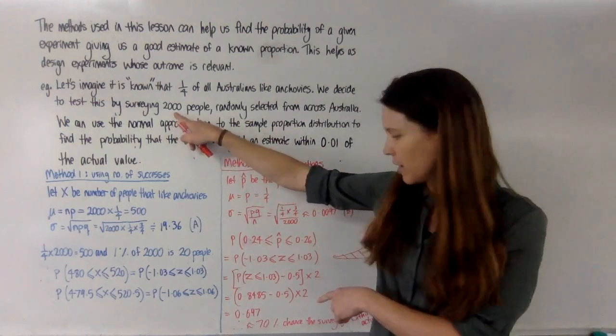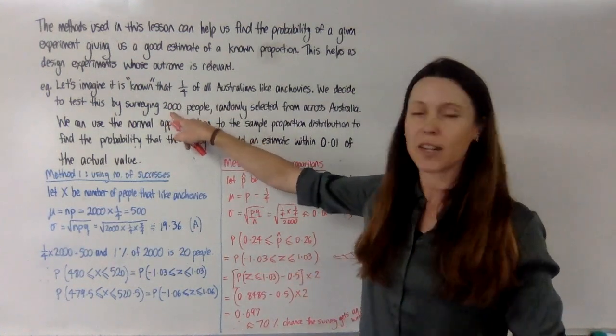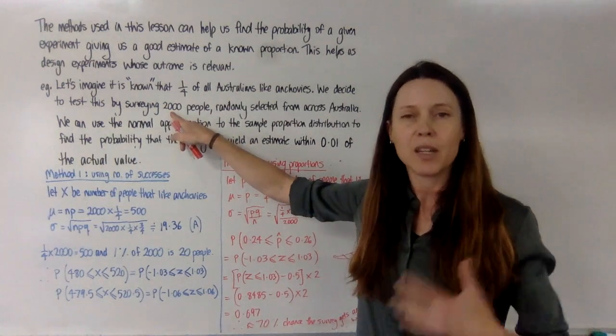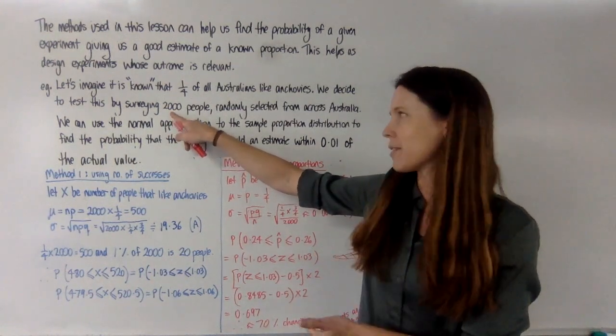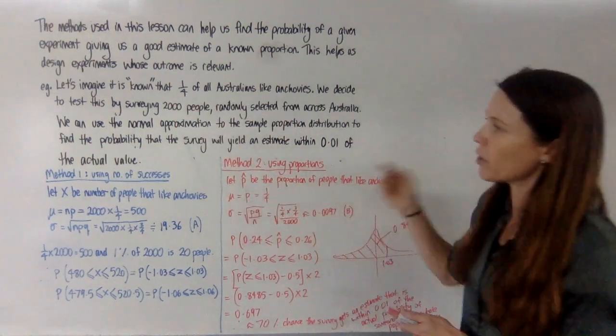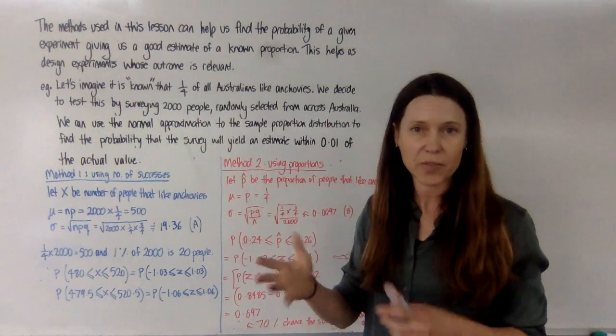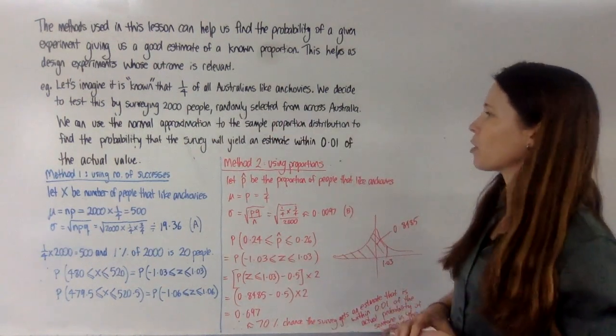Now, if the results of our work down here don't give us the numbers we want, perhaps we would like to change this and say, no, 2,000 wouldn't be enough. We could design our experiments suitably so that we can have more confidence in the results that we get and how they might translate to the whole population. So we're going to survey 2,000 people and ask, do you like anchovies or not? They're going to give us a yes-no answer, and we're going to randomly select them from across Australia.